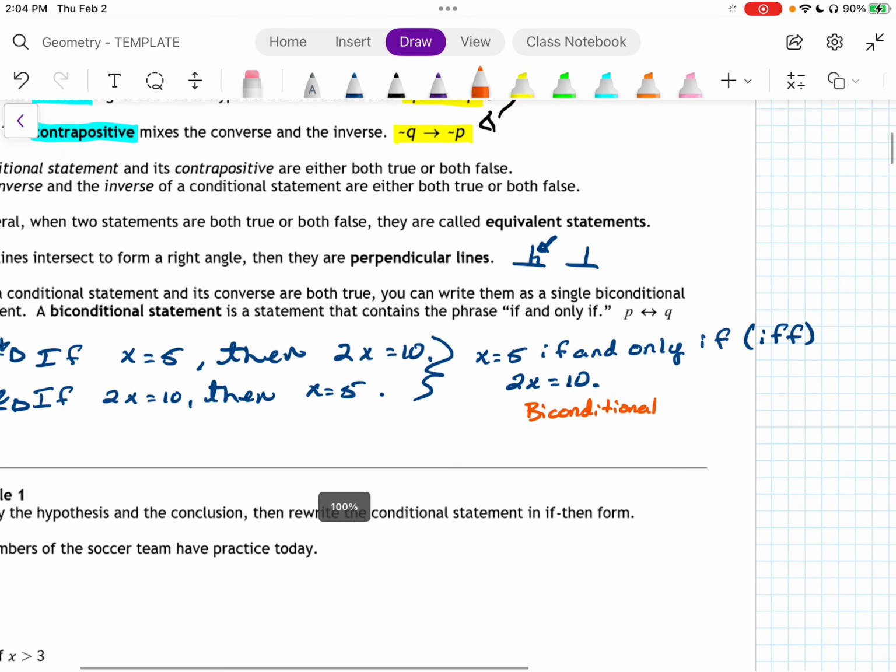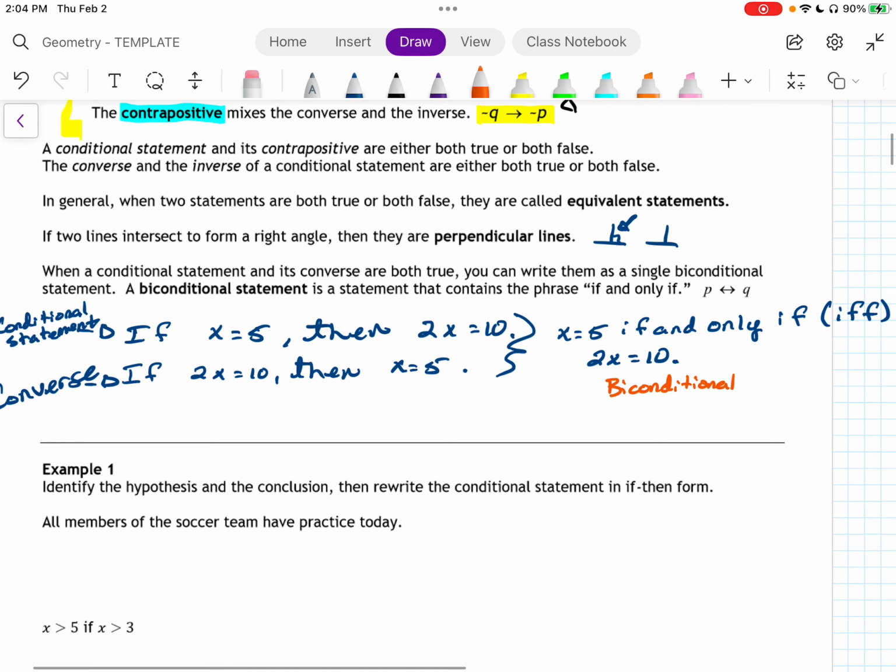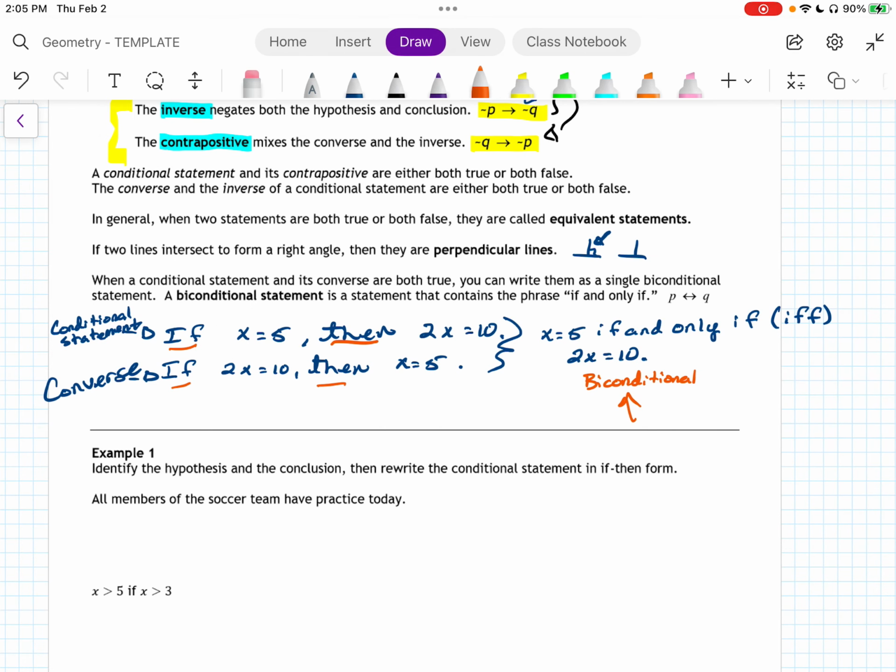Something to note, something to see. We normally start off with an if, and then later on we have a comma, and then we have a then. The biconditional does not have the if at the beginning and the then. It just goes right into it, and then it has that if and only if in the middle there. And then also another thing, biconditionals, you can write them either way. It doesn't matter. I could have said 2x equals 10 if and only if x equals 5. And that might actually read a little bit nicer, but they would mean the exact same thing.